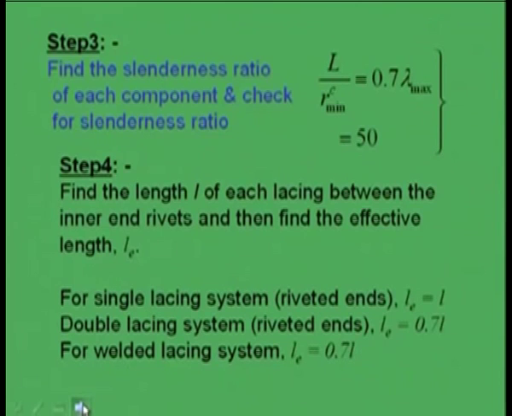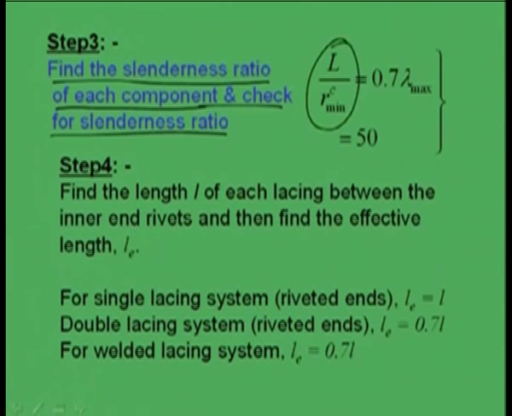So, the dimensions of the different aspects we found. Next we have to find the slenderness ratio of each component and check it. We will find l by r c minimum, whether it is less than 0.7 lambda max or 50, and we will take the minimum one.